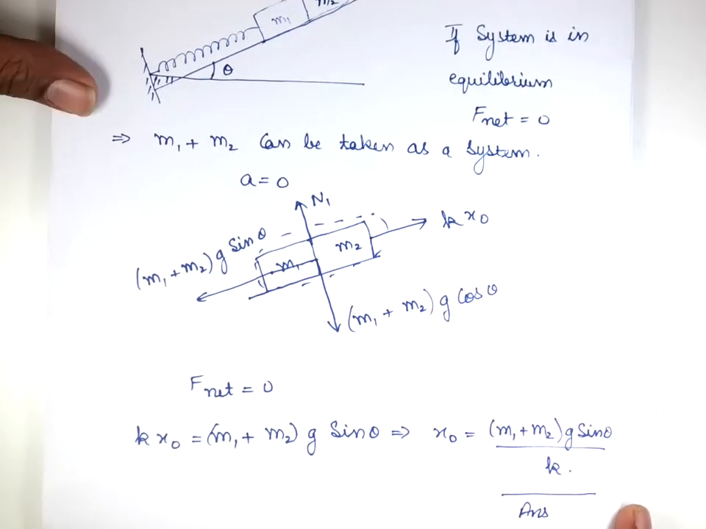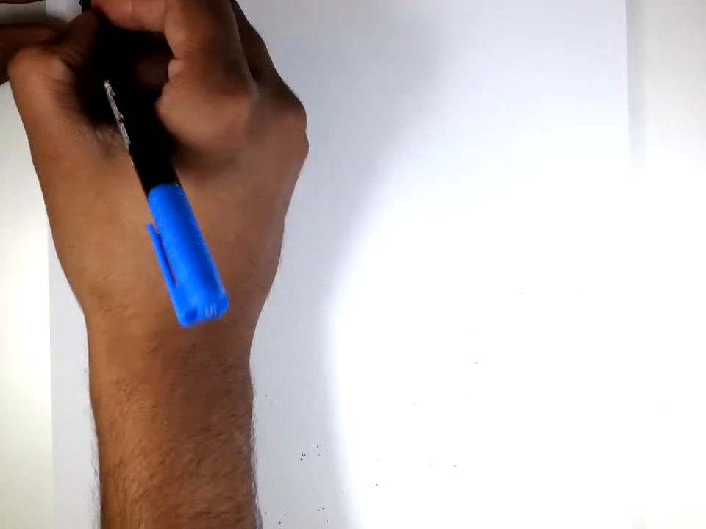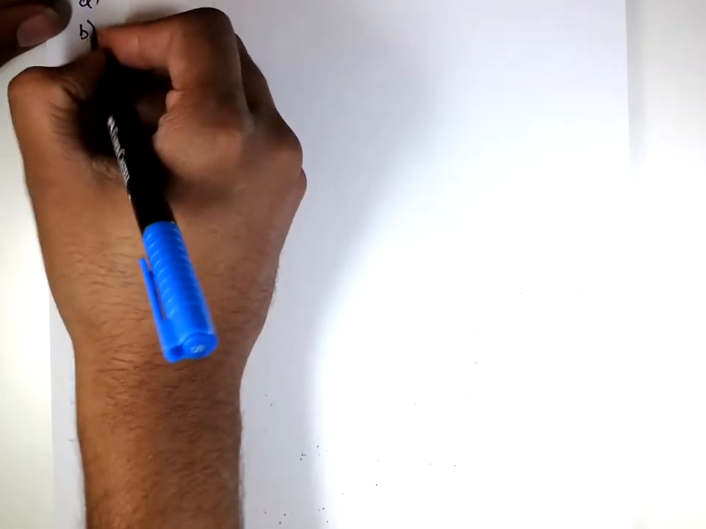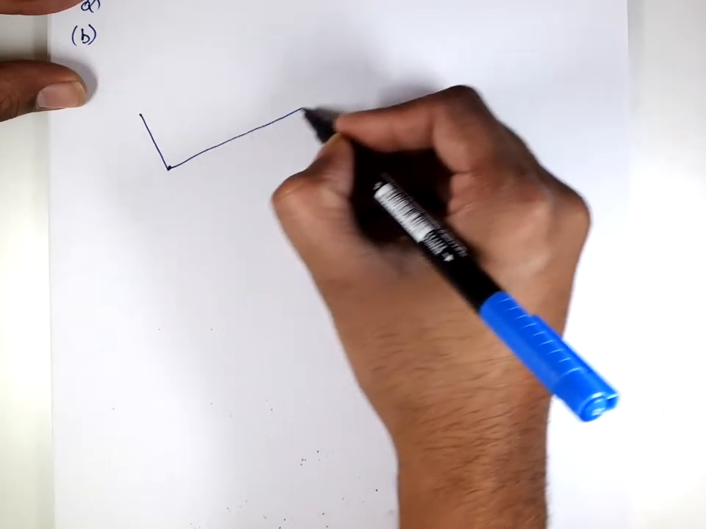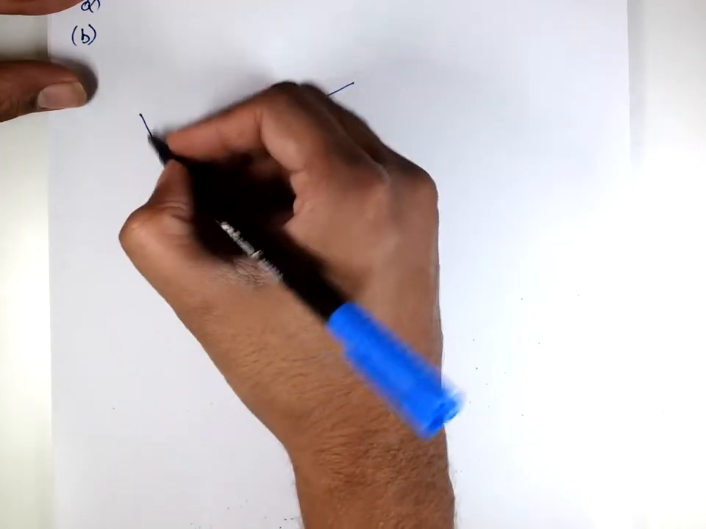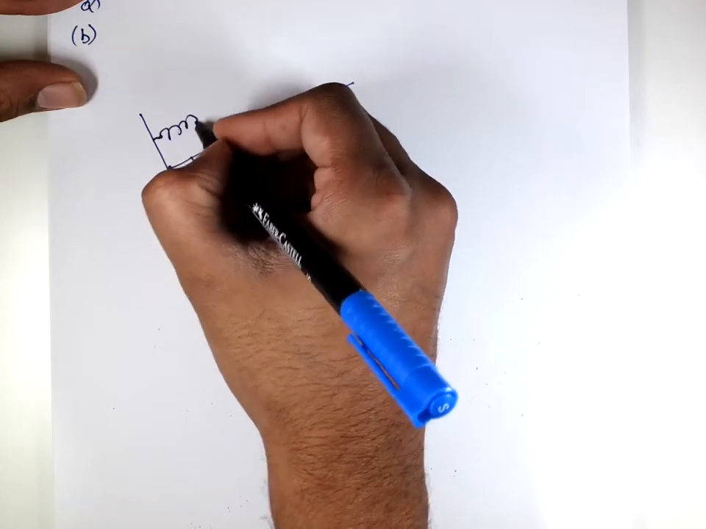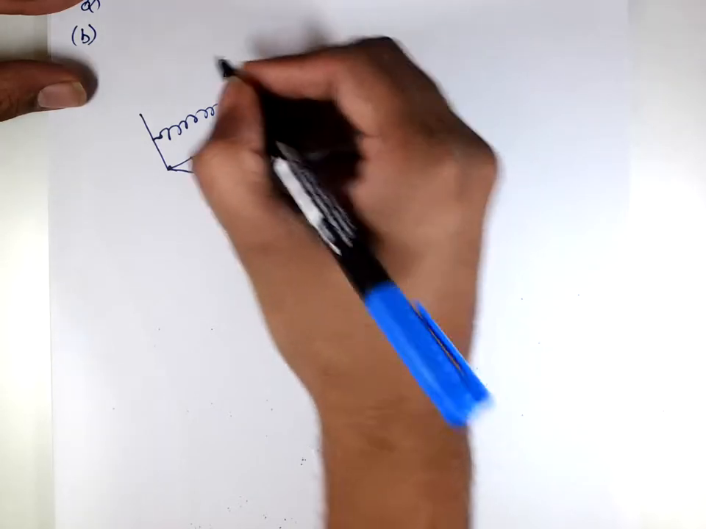Any issues up till now? I don't think so. So let's go to the second part now. In the second part, he has stated, in the B part, that, let's call this to be the system, where this angle is equal to theta, and the system has been compressed by an extra length of x naught.